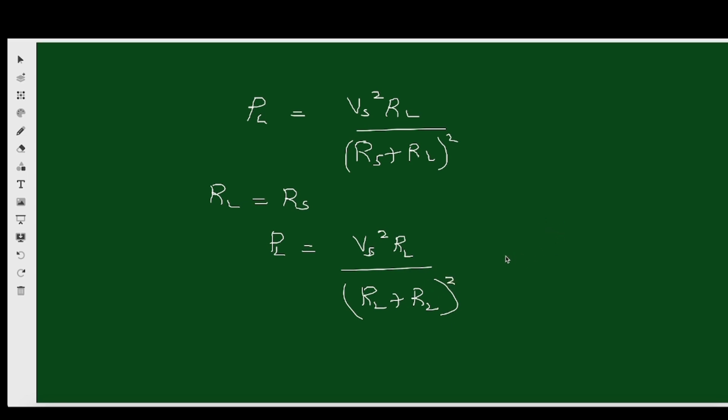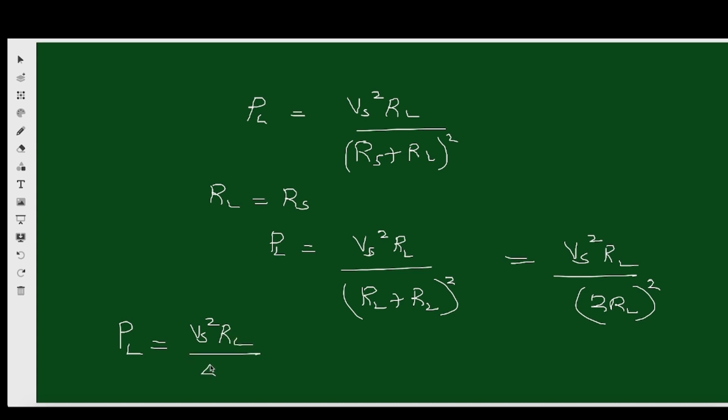So what does that mean? I have Vs squared RL over 2RL squared. So therefore the PL, the power delivered to the load, will be equal to what? Vs squared RL over 4RL squared. That means that the power delivered to the load is Vs squared over 4RL.